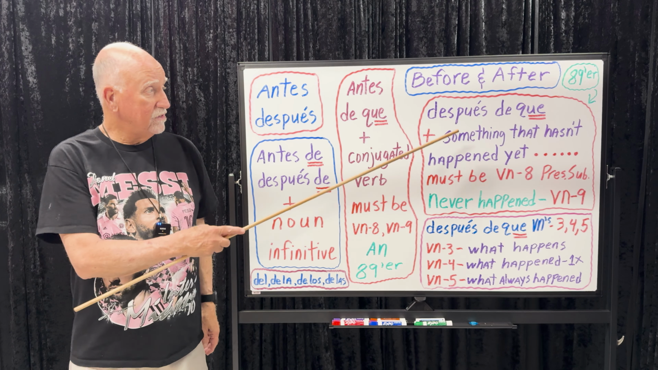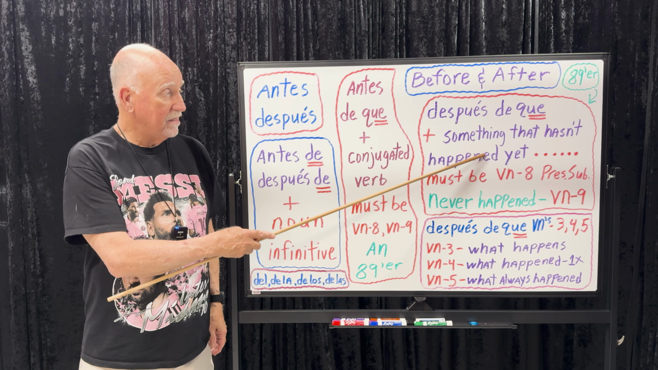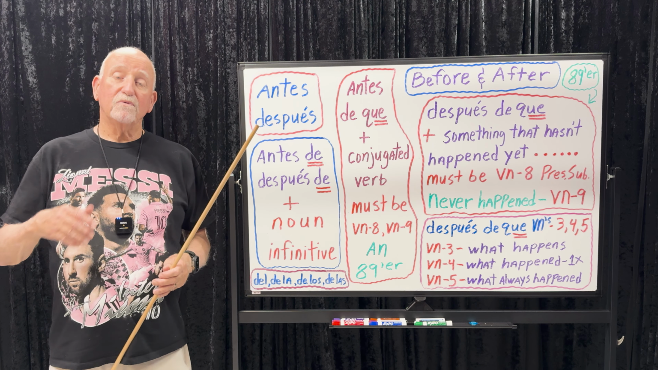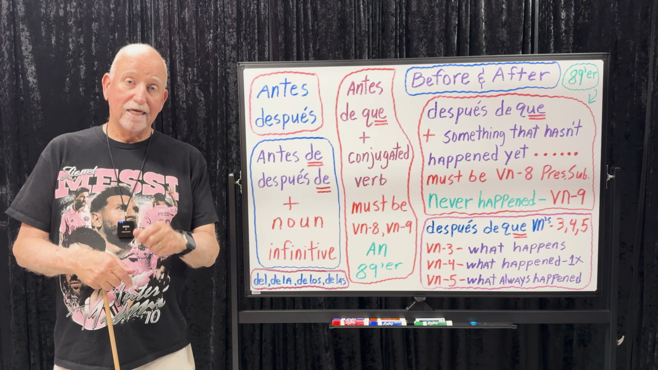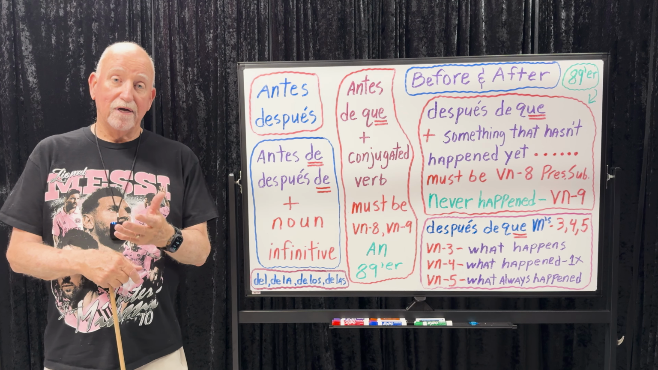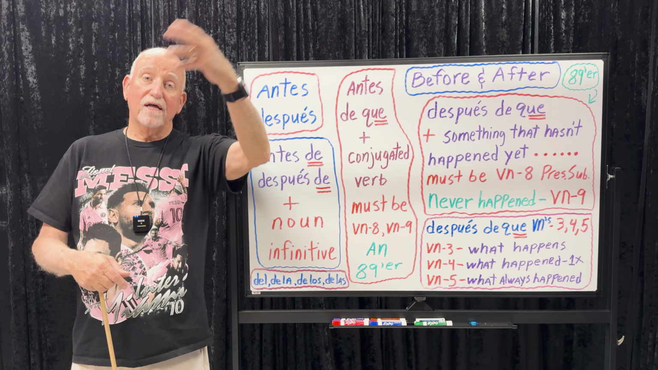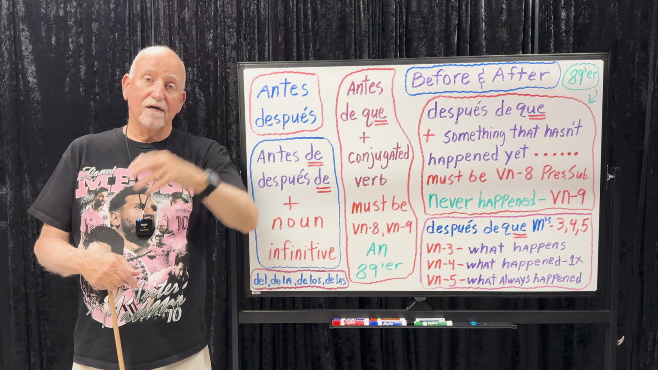All right, let's jump over here to después de que plus something that hasn't happened yet. So after I graduate, después de que me gradúe, after I get married, después de que me case, you're kind of planning out your life. After I earn $1 million, después de que gane $1,000,000, after we win the championship, después de que ganemos el campeonato, after they get here, después de que lleguen, after it stops raining, después de que termine or pare de llover, after I find out, después de que lo sepa.